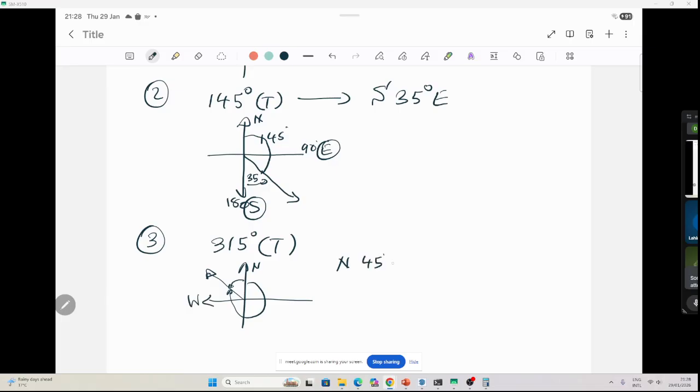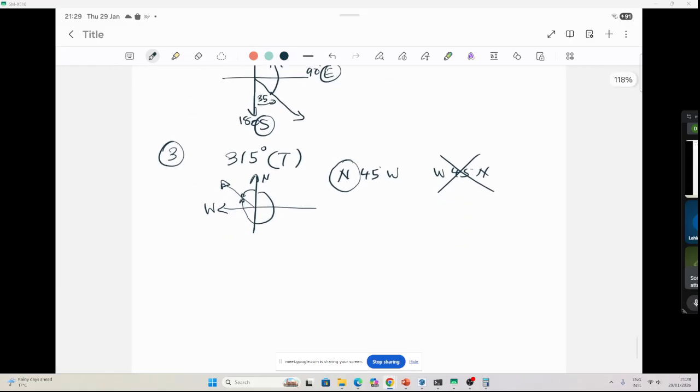45 degrees west. Remember, north or south is powerful, so you always have to show north or south first. Right? Never ever write it like west 45 north. Don't ever write it like that; if you write it like this, it's wrong. Always you have to write either north or south first. Right? So can you convert this one to 3-digit?